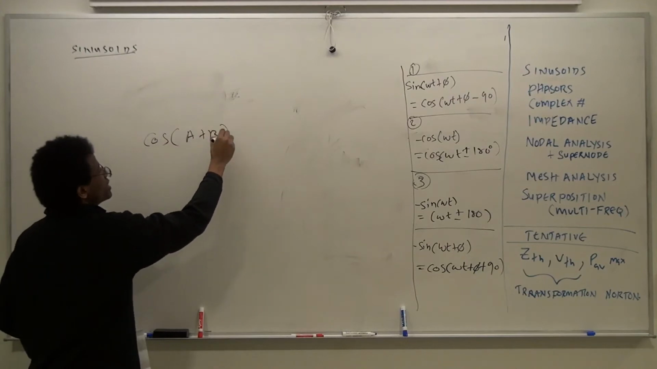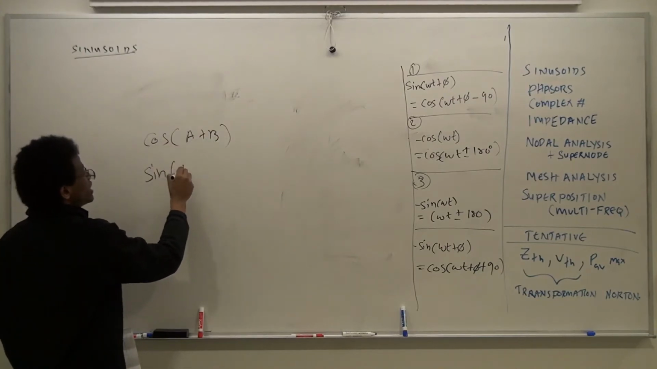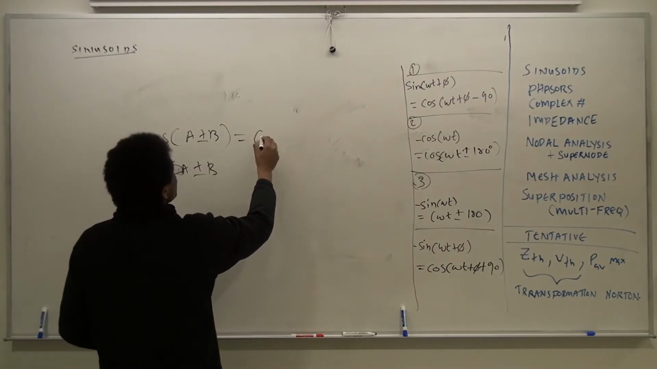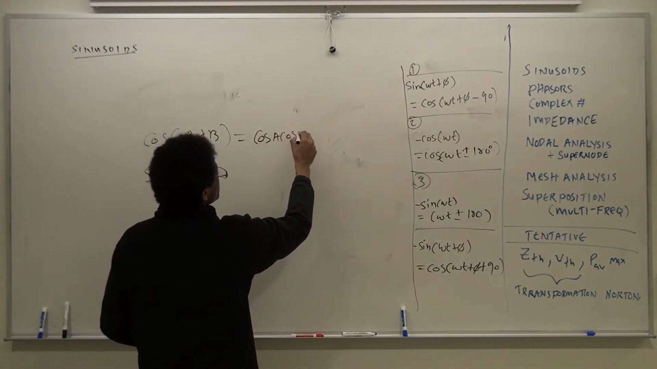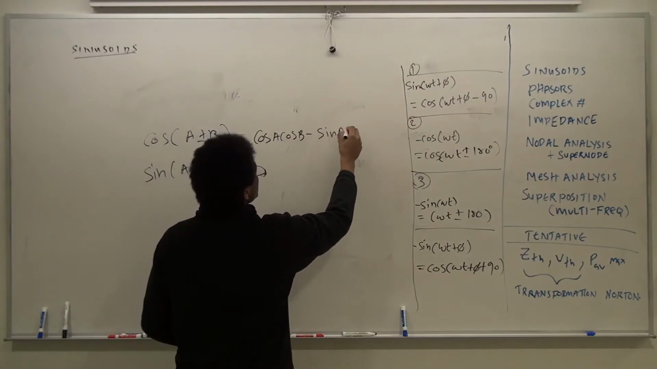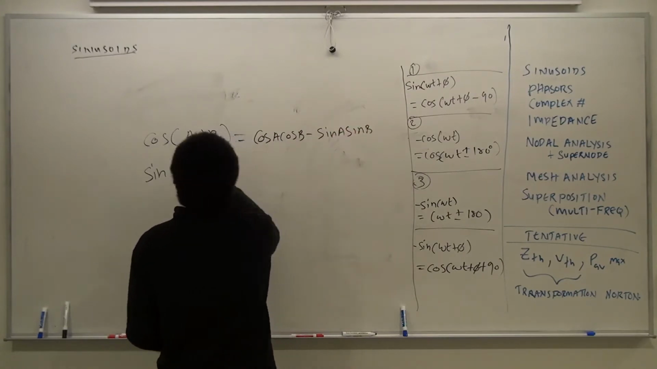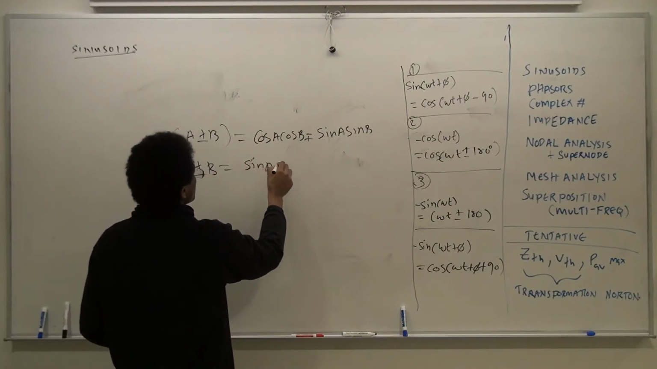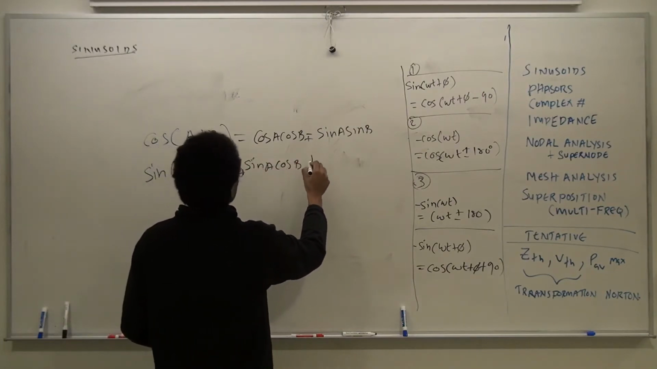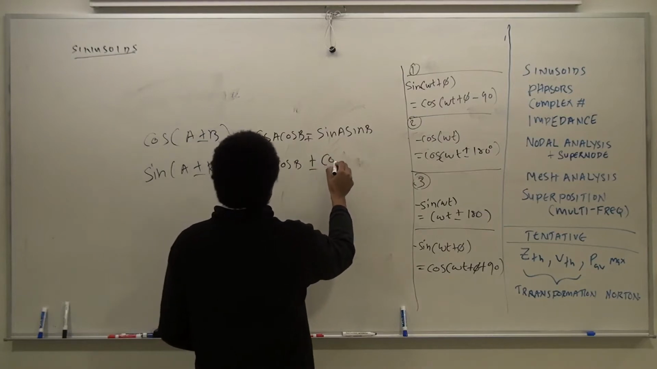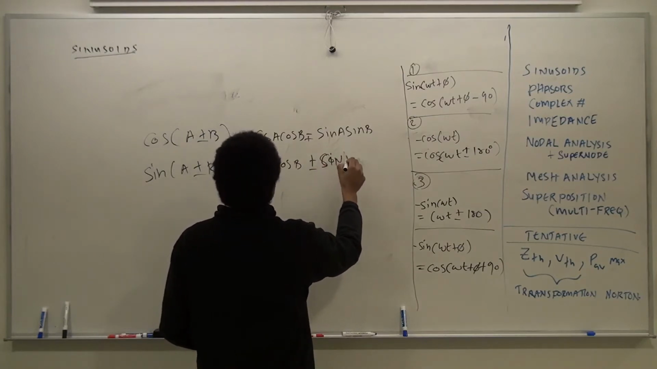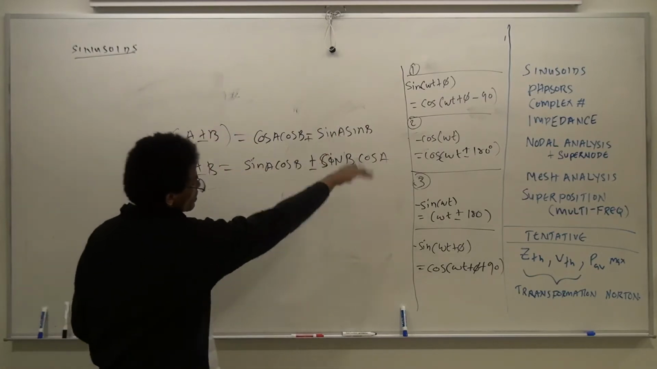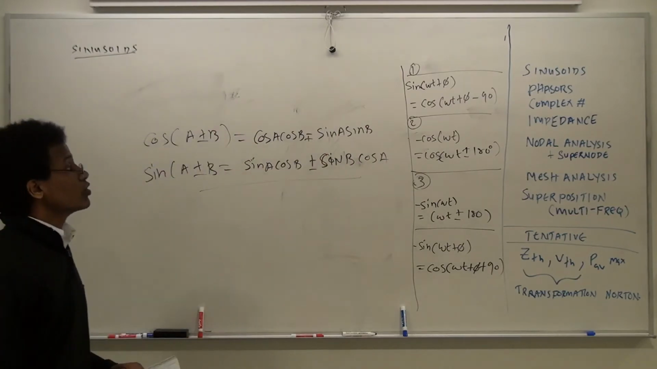All these trig identities can be derived using, for example, cos(A plus B) equals cos A cos B minus sine A sine B, and sine(A plus B) equals sine A cos B plus cos A sine B. If you use any of these trig identities, you can derive all these expressions.